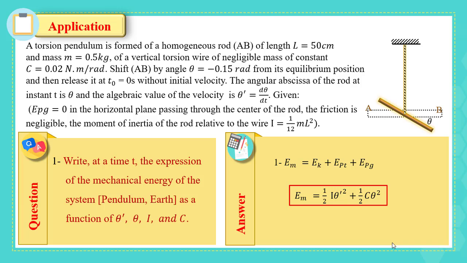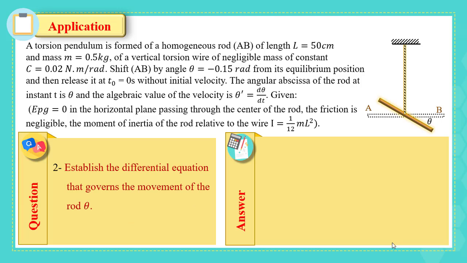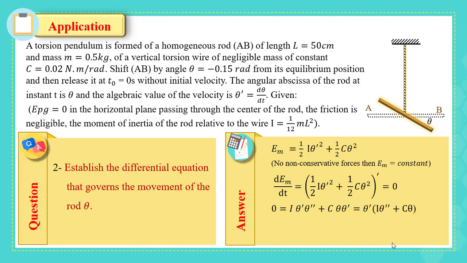Establish the differential equation of motion. So we should make the derivative. Good. Finally, excellent. So we have theta double prime plus c over I theta equals 0.